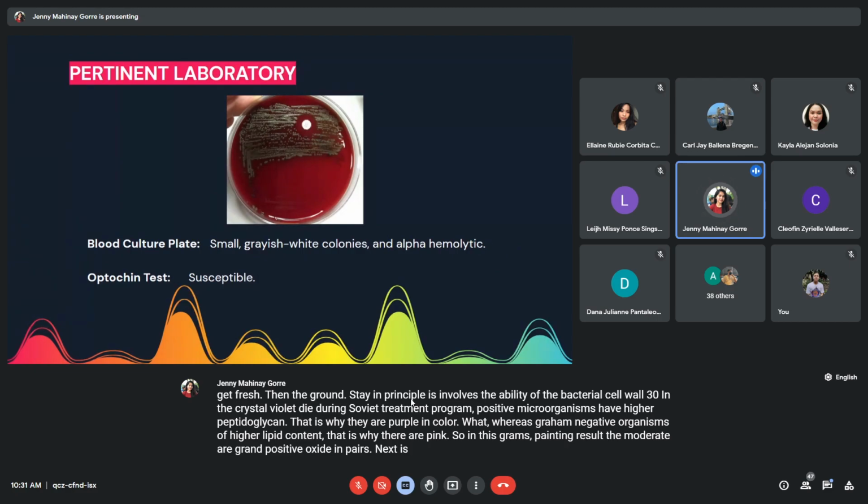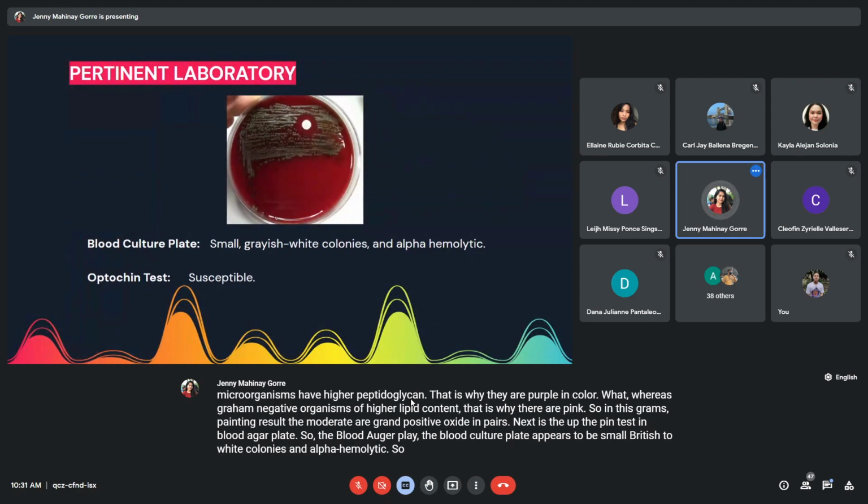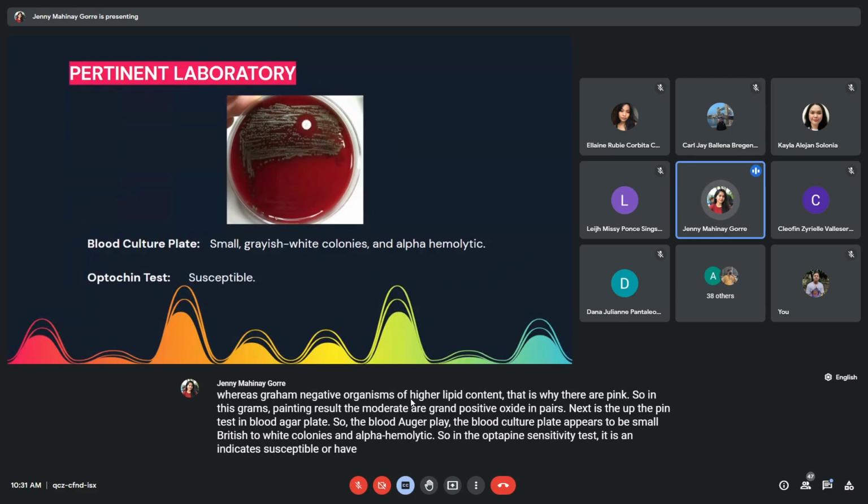Next is the optochin test in blood agar plate. The blood agar plate appears to show small, grayish to white colonies that are alpha hemolytic. In the optochin sensitivity test, it indicates susceptible, with a zone of inhibition of greater than 14 millimeters.